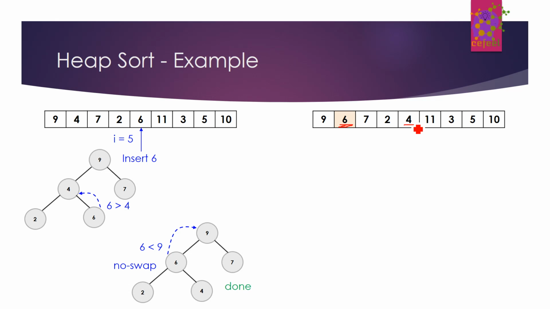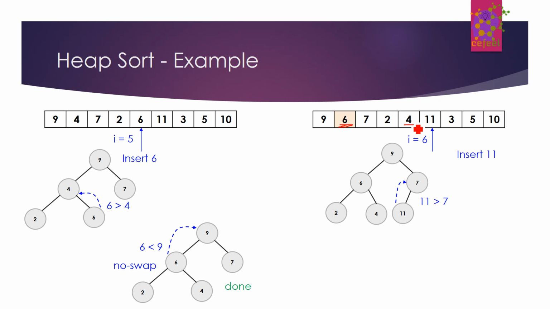Now the next element is 11. I is pointing to 6, and we will insert 11. So 11 will be inserted at the next available space, which means the left child of 7. So we insert 11 here, and then we do bubble up, which means we'll compare 11 with 7, and 11 is greater than 7. We need to swap because this violates the heap property. Once we are done swapping, 11 will be in the second level, and 7 will become its left child.